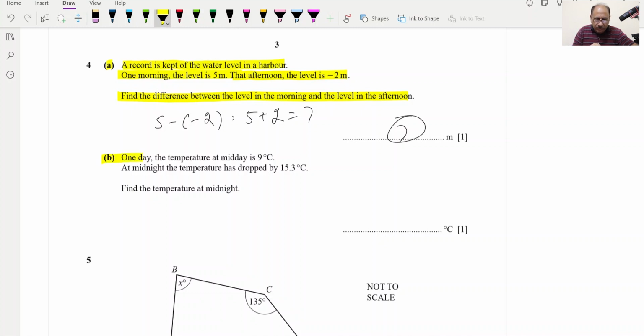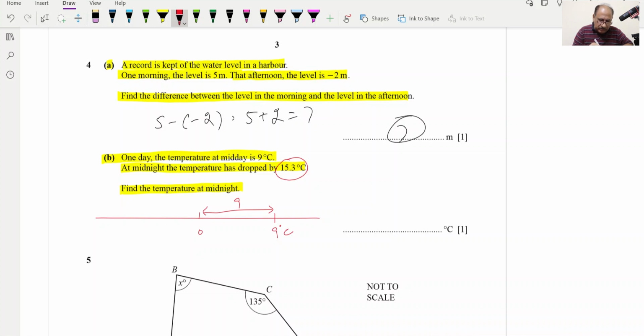B part, one day the temperature at midday is 9 degrees Celsius. At midnight the temperature drops by 15 degrees Celsius. So find the temperature at midnight. To understand this one, we can draw a number line. Say this is 0, and this is 9 degrees Celsius, and from here to here this is 9, and so the total drop is 15, 15 minus 9 will be 6.